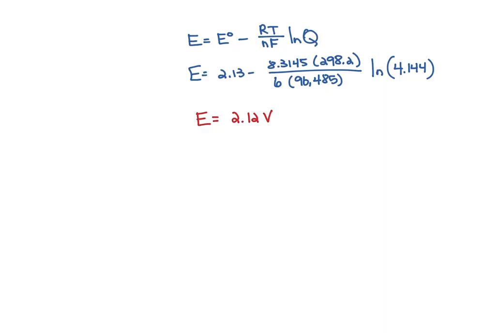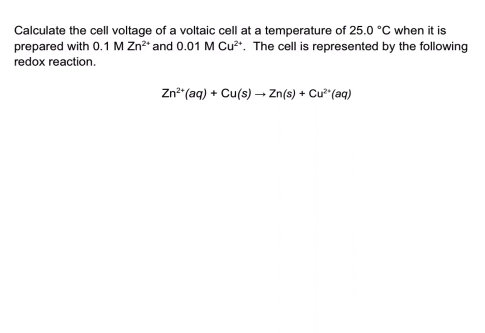Let's take a look at another example. In this example, we are asked to calculate the cell voltage of a voltaic cell at a temperature of 25 degrees Celsius when it is prepared with 0.1 molar of zinc 2 plus and 0.01 molar of copper 2 plus. The cell is represented by the following redox reaction.